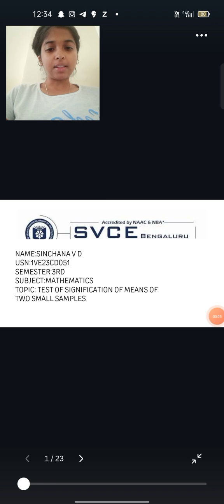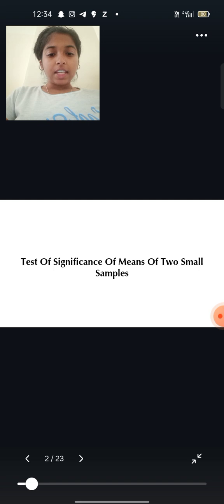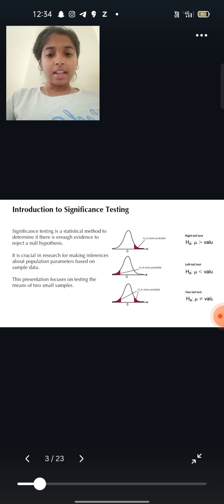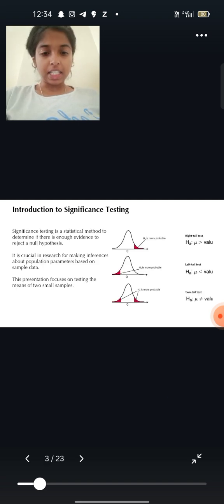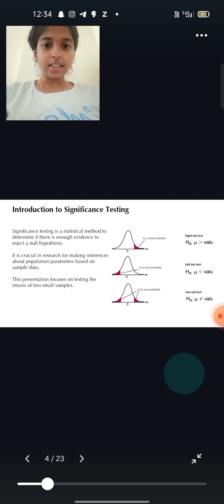Today we're going to discuss the topic of test of significance of means of two samples. In that, we're going to discuss the introduction of significance testing. Significance testing is a statistical method to determine whether there is enough evidence to reject the null hypothesis. It's crucial in research for making inferences about population parameters based on sample data. This presentation focuses on testing the means of two samples.